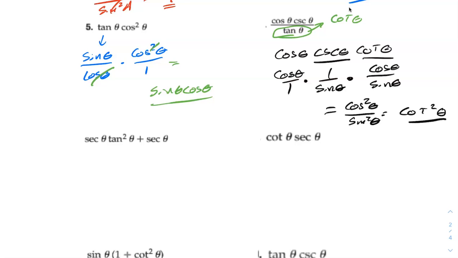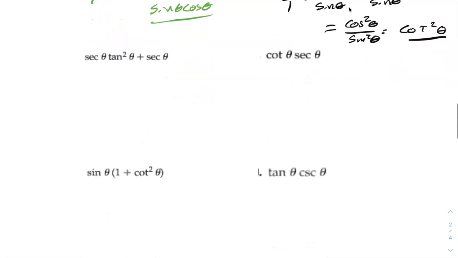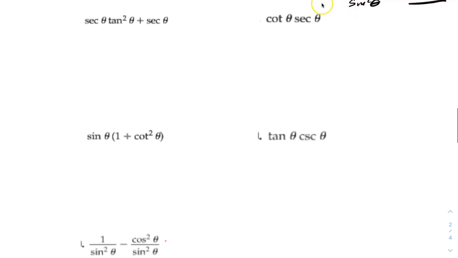That's it, simplified as far as possible. So the next one. Now, you should notice something about this one compared to this one. This one's like this one, they want you to distribute. Over here, they actually want to do the opposite. They both have a secant. They want you to factor. It's kind of lending you to tell you, hey, factor this out. So factor out the secant. You're left with tan squared plus 1.